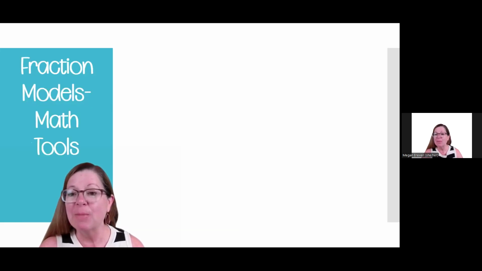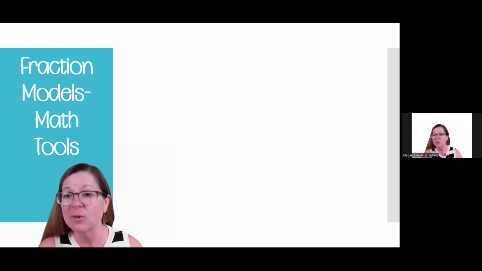Now let's look at some of the fraction models we want to provide for our students to help them truly understand fractions. We already talked about the use of number lines to support understanding of equivalent fractions, and also it helps with comparing fractions. But let's listen to this third grade standard.